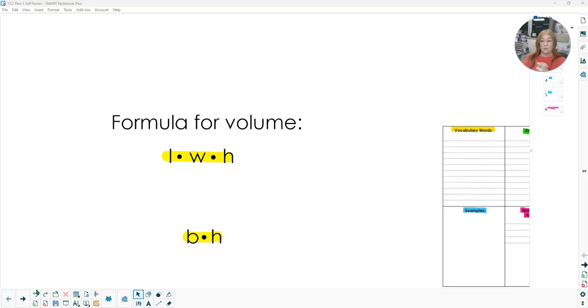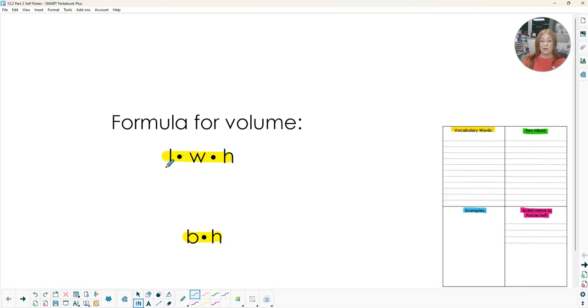All right, we're going to continue to work on volume. So we're looking for how much the inside of something can hold of that three-dimensional thing. So let's remind ourselves the formula is length times width times height, which we know if we do length times width, that makes the base. So base times height is the same thing. Length times width times height. Base times height will both solve a volume problem for us.